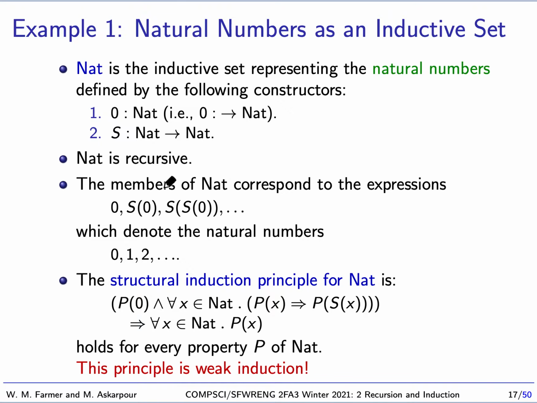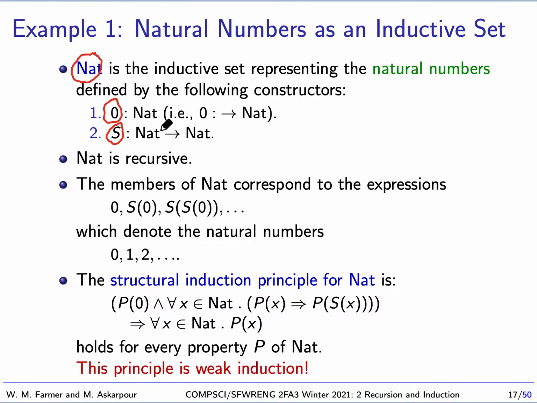So this example shows how the natural numbers can be defined as an inductive set. Let's say we have a set NAT, meant to represent the set of natural numbers. And we have two constructors, 0 and s. Now 0 doesn't take any arguments. Basically 0 is a constant. It's a name for a member of NAT. And s takes a member of NAT and returns a member of NAT.